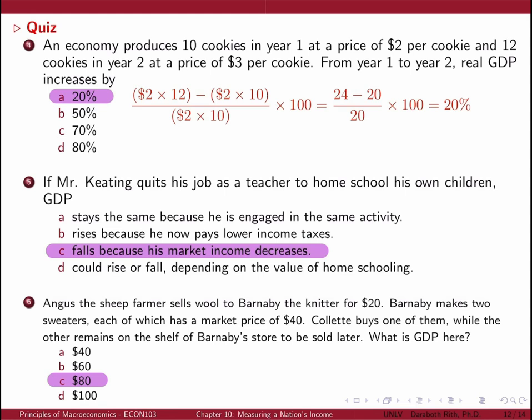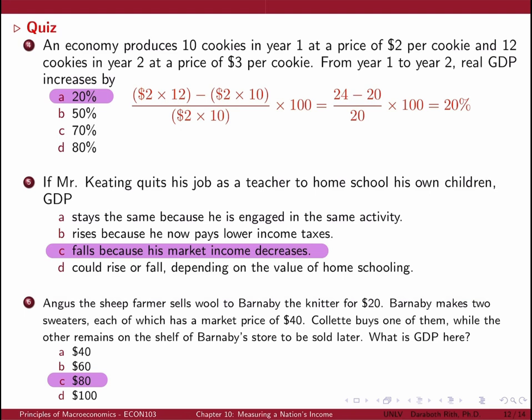Question number 6. Angus, the sheep farmer, sells wool to Barnaby, the knitter, for $20. Barnaby makes 2 sweaters, each of which has a market price of $40. Khalid buys one of them, while the other remains on the shelf of Barnaby's store to be sold later. What is GDP here? Remember, GDP only takes the market value of final goods produced.